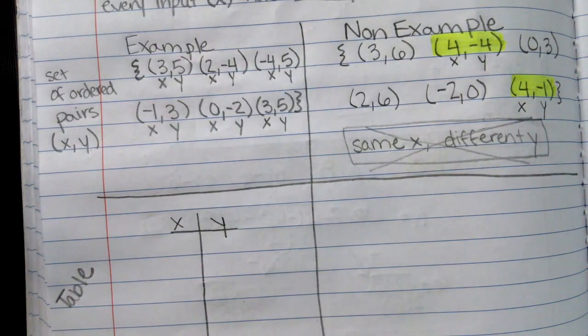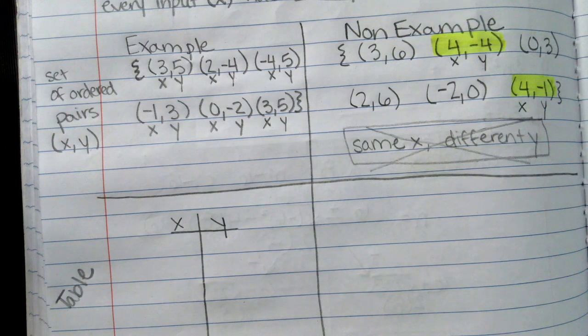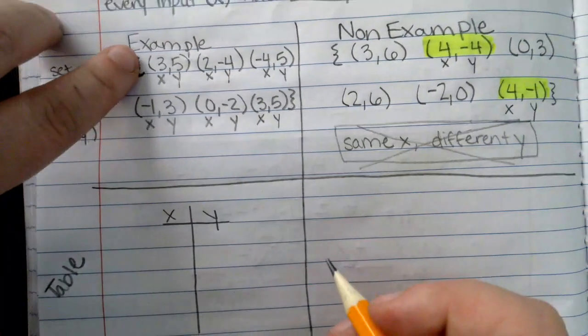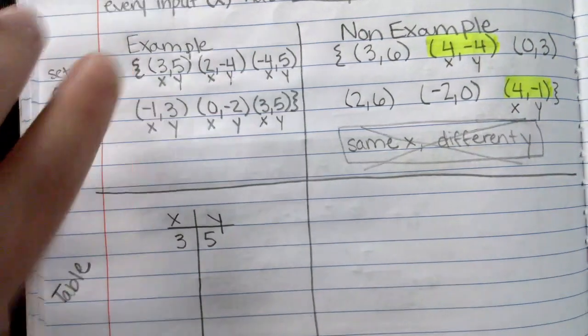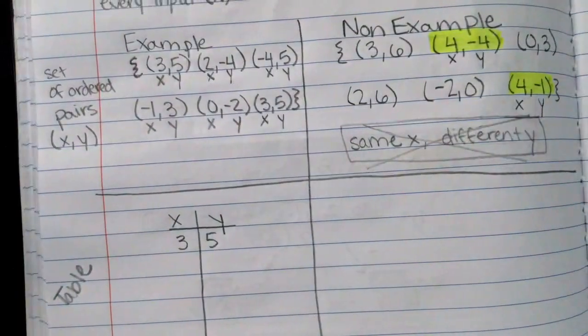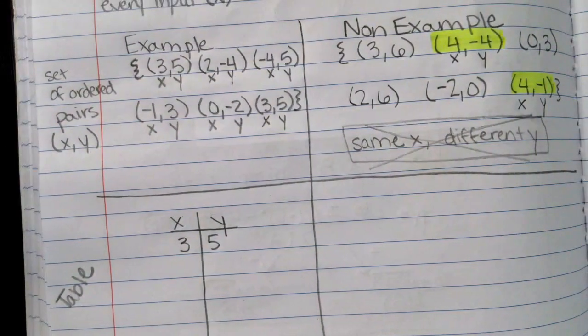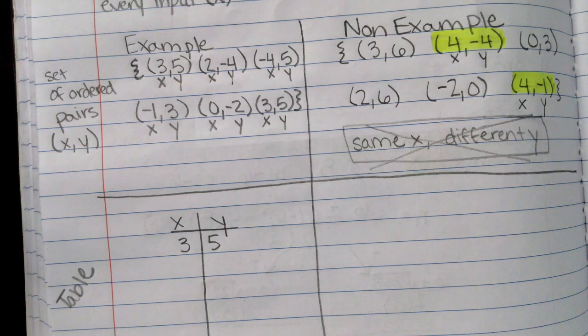And we're just copying these points down from the top. So we have 3, 4, negative 4, 0, 3, 2, 6, negative 2, 0, and 4, negative 1.